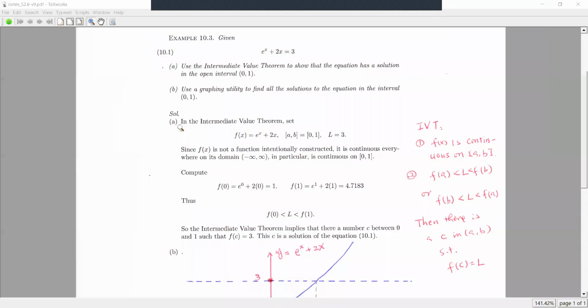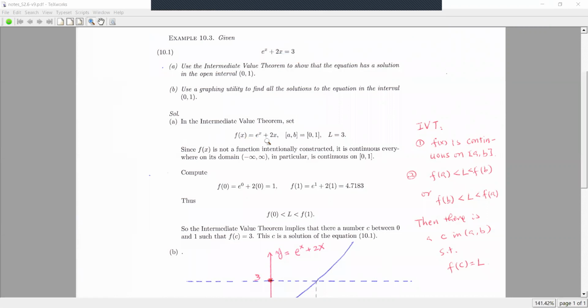To answer part A, in IVT, I set the function f to be the function on the left side of this equation, the interval [a, b] to be the interval from 0 to 1, and the horizontal line L to be the number on the right side of this equation.